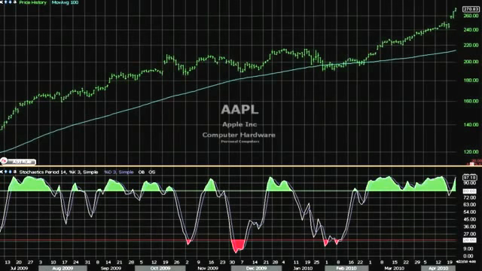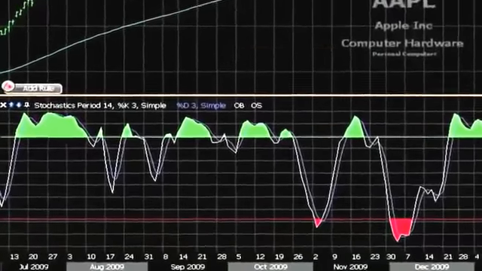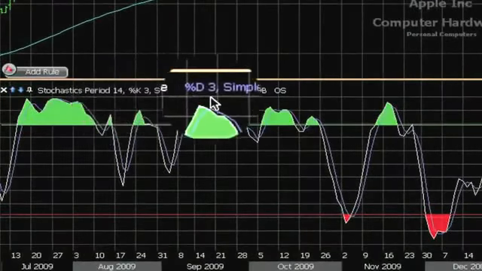So if the close is consistently at the high range, we are seeing a rising stochastic, which means we are experiencing buying. If we're seeing consistent closes at the low range, we're seeing a falling stochastic, which means we are experiencing selling. The default settings for stochastic is 14, 3, 3.